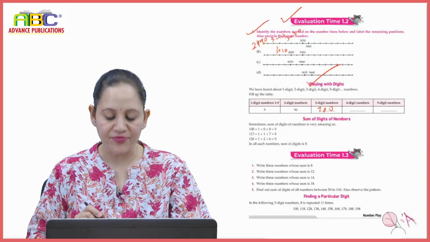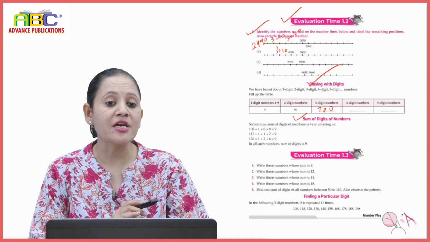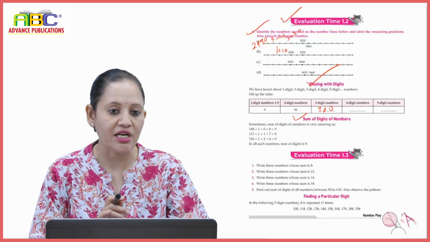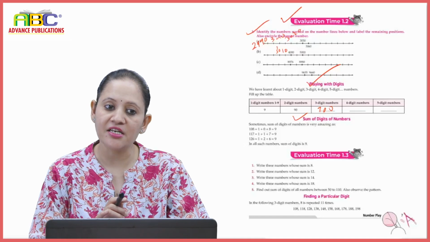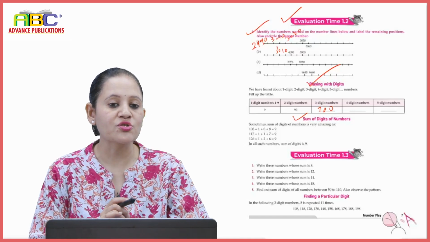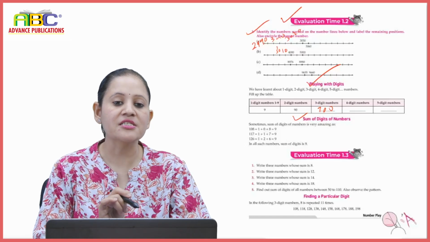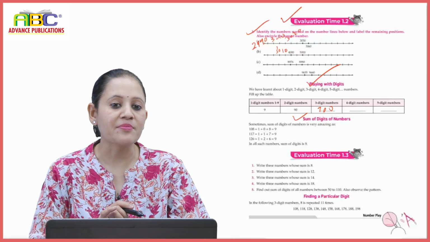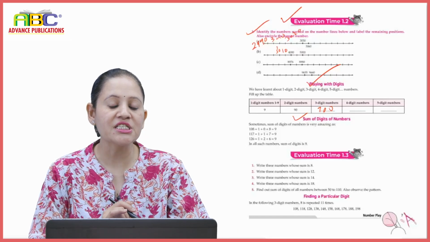Next is sum of digits of numbers. Sometimes the sum of digits of a number is very amazing, as 108: 1 plus 0 plus 8 equals 9. 117: 1 plus 1 plus 7 is 9. 126: 1 plus 2 plus 6 is 9. So in all these numbers the sum of the digits equals 9, but the numbers are different. In all such numbers, the sum of digits is 9. So this is very amazing. Next, Evolution Time 1.3.